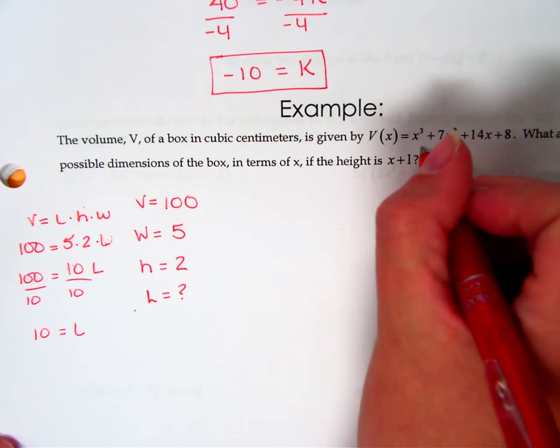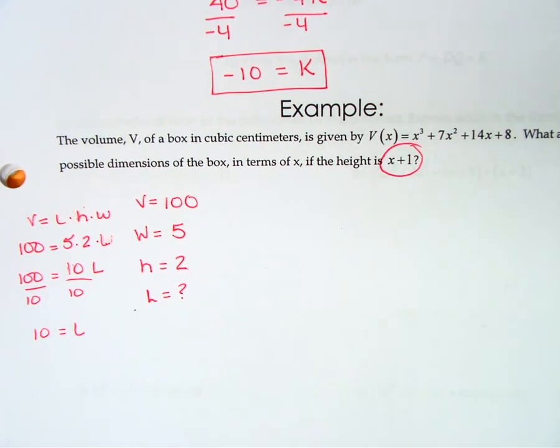So if we know one of the dimensions is this, we have to find the other two. So we need to use synthetic division here. Okay? It's not that hard.